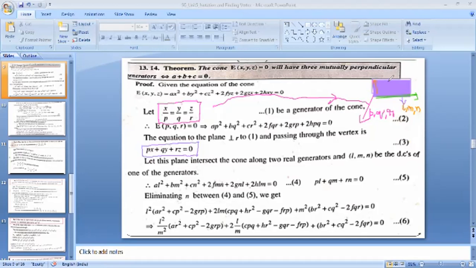Now this is quadratic in l by m. So it will definitely have two roots, namely l1 by m1 and another one, l2 by m2.